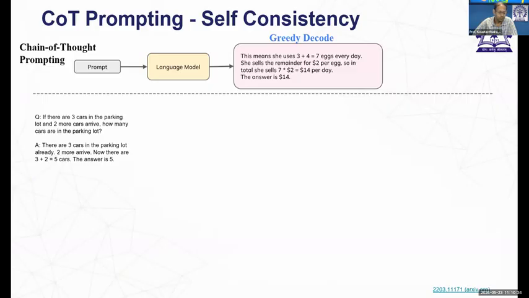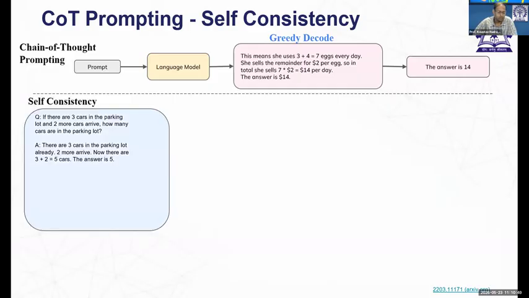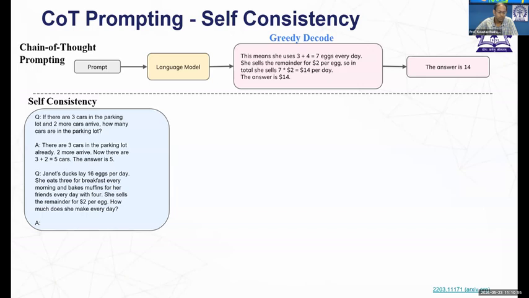Okay, so for example, if there are 3 cars in the parking lot and 2 more cars arrive, how many cars are in the parking lot? So basically there are 3 cars and we are getting 2, 3 plus 2 is equal to 5. Okay. So here also it is a question. Let's see how we are basically getting it. It says that Janet's ducks lay 16 eggs per day. She eats 3 for breakfast every morning and bakes muffins for her friends every day with 4. She sells the remainder for $2 per egg. How much does she make every day? This is the question.